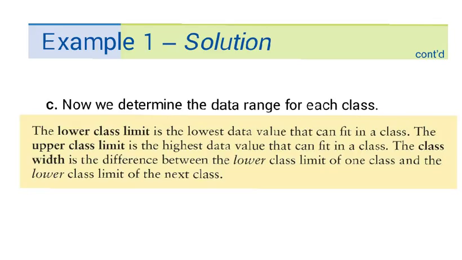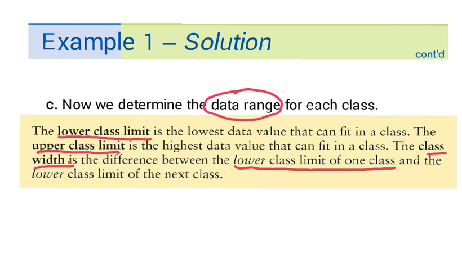Okay, so when we have our number of classes and our class width, then we need to use that information to determine the data range for each class. We need to be able to say specifically what data items go into which classes. Now, the lower class limit is going to be the lowest data value we can fit in a class. The upper class limit will be the highest data value we can fit in a class. And the class width is going to be the difference between the lower class limit of one class and the lower class limit of the next class. And we'll see what that looks like in a moment.